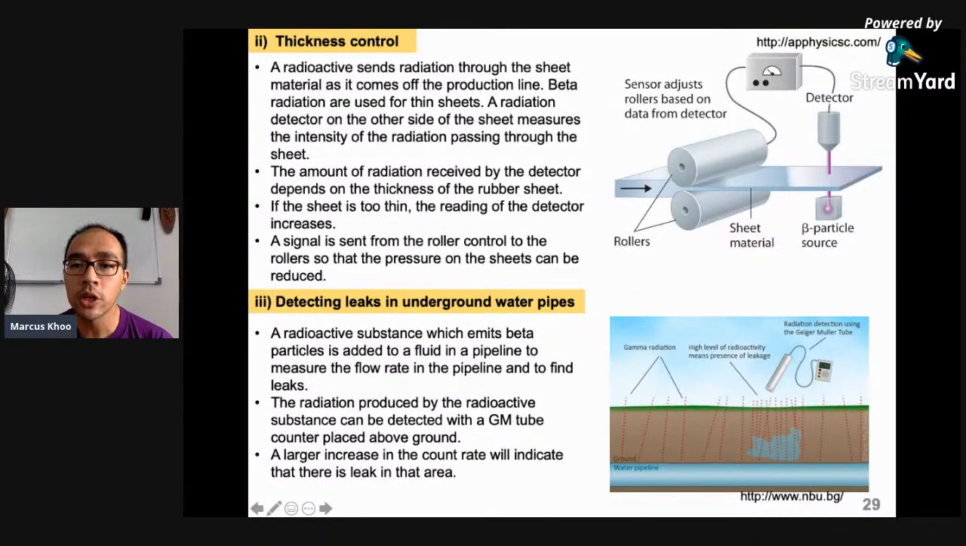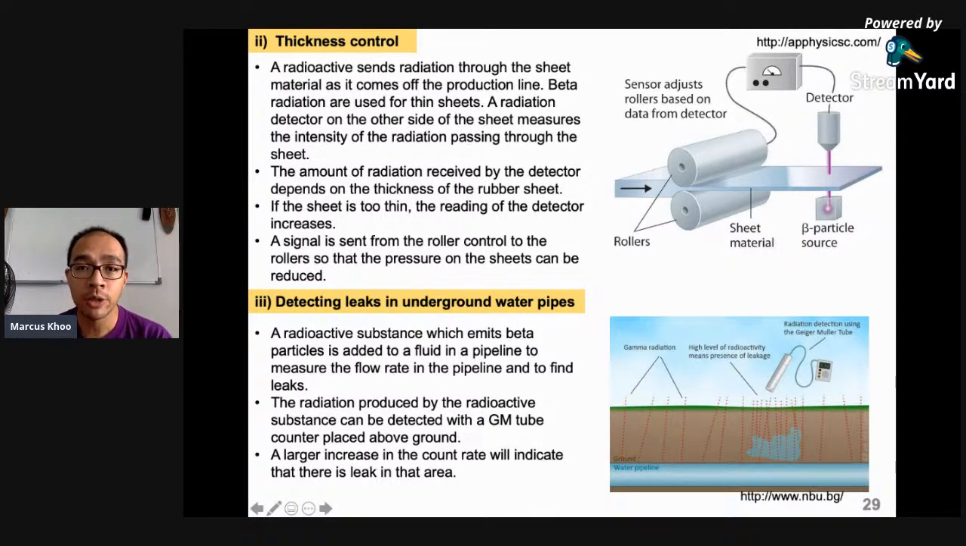Usually we use beta particles because they can pass through paper and aluminium and rubber of a certain thickness. Of course, if you want a thicker rubber or thicker aluminium sheet, then you have to use gamma. But we definitely don't use alpha, because even one thin paper can stop it, so there's no point. It cannot help us to control the thickness of the material that we want.